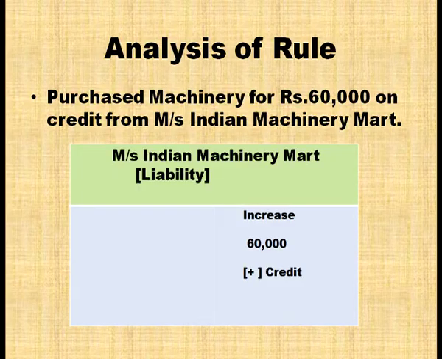Another transaction. Two affected accounts are Machinery Account and Messrs. Indian Machinery Mart. Machinery being an asset, it is increased. So, machinery account is debited. Messrs. Indian Machinery Mart, creditor, liability increases. Rule for liability, when it is increased, it is credited. Messrs. Indian Machinery Mart is credited.